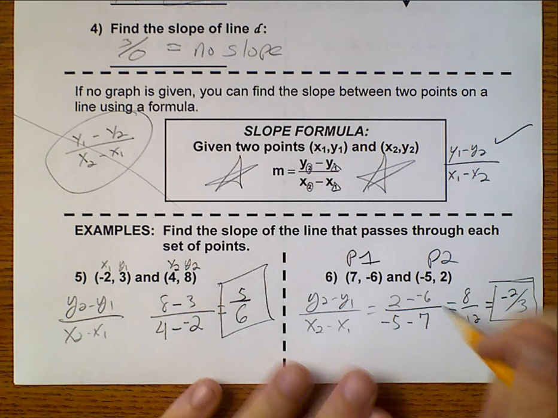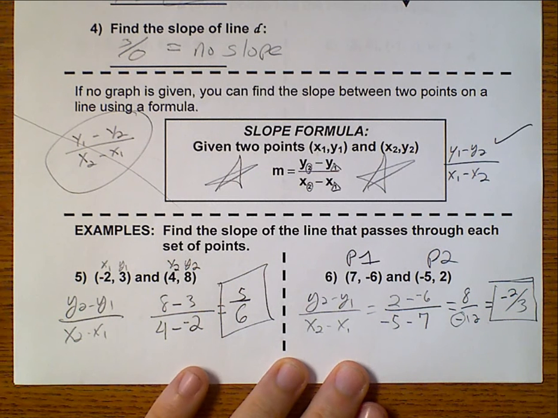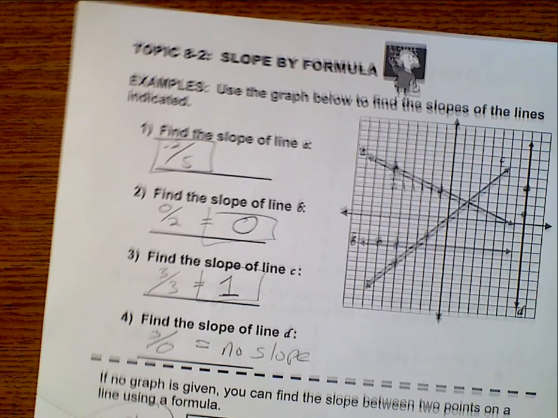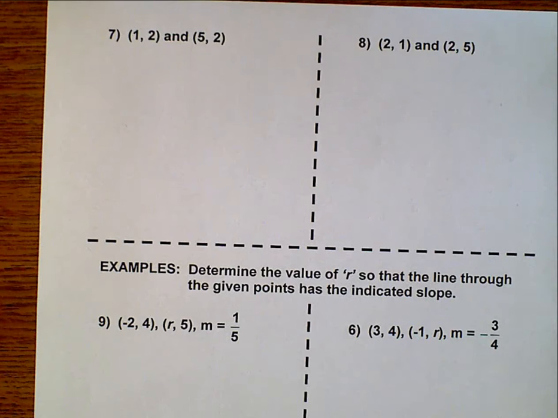Don't forget that this negative sign stays there. It does not have to stay on the bottom. It can just be in front of the whole thing. But we want to remember to simplify our fractions. Let's look at the next page, and example number 7.